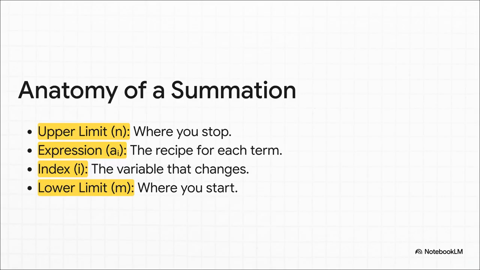Okay, so every summation has these 4 key parts. Think of it like a little piece of code. The lower limit on the bottom tells you where to start counting. The upper limit on top tells you where to stop. The index, that little i, is your counter. It's going to tick up one by one. And then the expression right next to it, that's the recipe. That's what you do at every single step of the count.